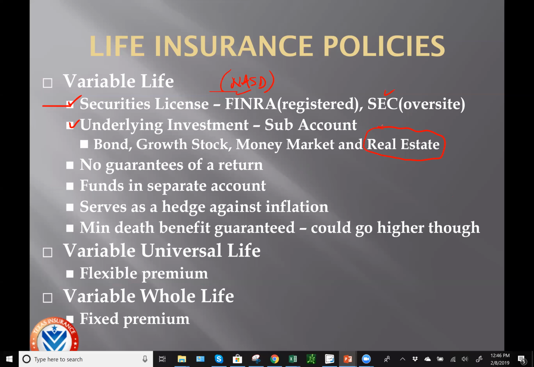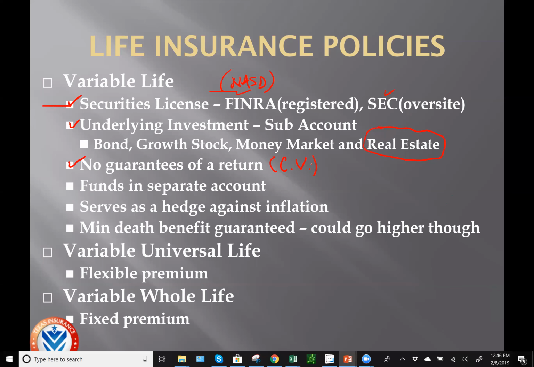Let me ask you this. Are you always guaranteed to make money in real estate? Obviously not. So the next thing you need to know about variable policies is there are no guarantees of a return, or another way to say that, of having any cash value. There's no guarantee of a return. So there is no guaranteed minimum interest rate on a variable policy. You may have cash value, you may not have cash value.